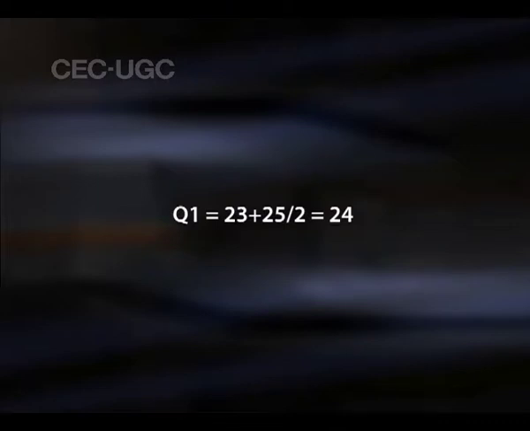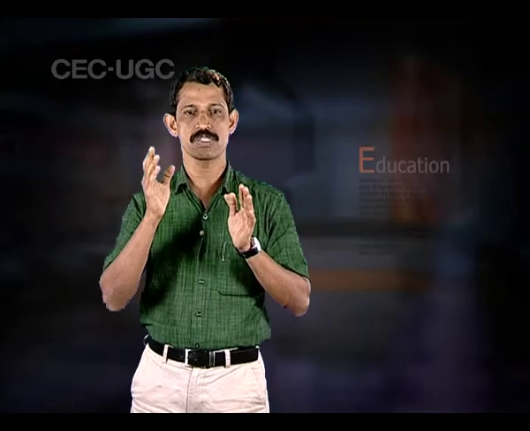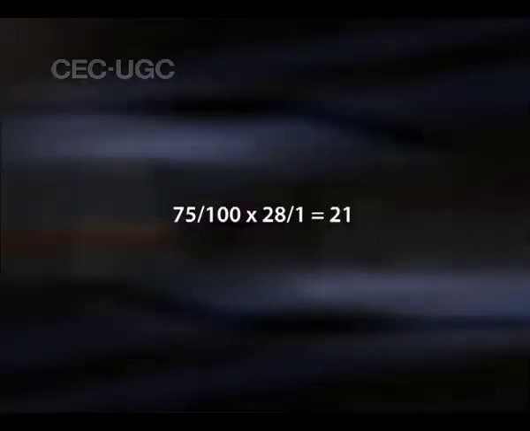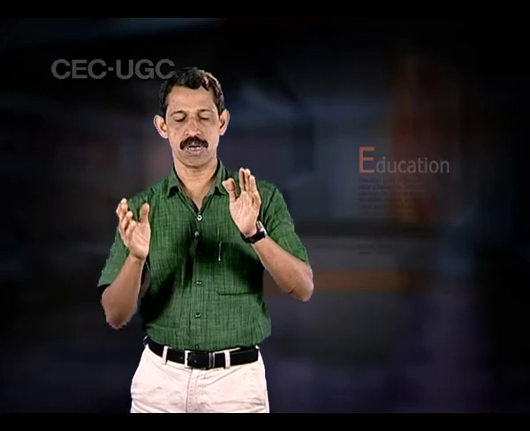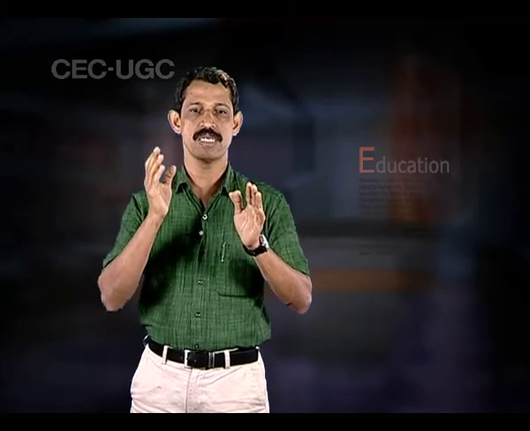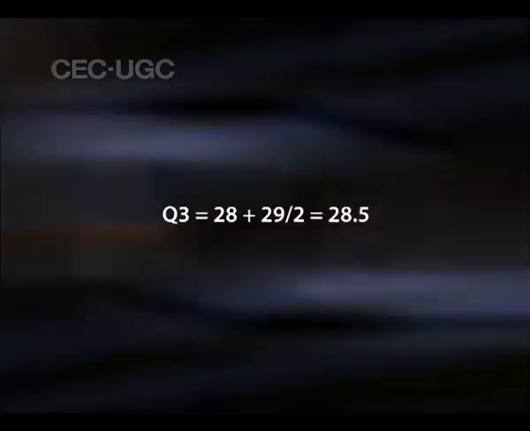Find 75% or 3/4 of the scores, that is 75 divided by 100 into 28 divided by 1, that is 21. Count from below along the frequency column until you get 75% of the cases. This gives Q3. It is between 28 and 29, that is Q3 is equal to 28 plus 29 divided by 2, that is 28.5. Next, we are going to discuss the percentiles.